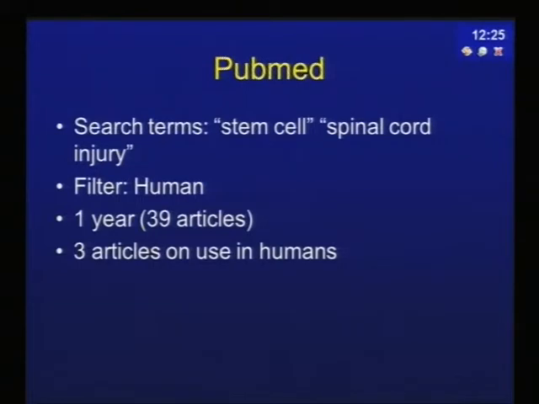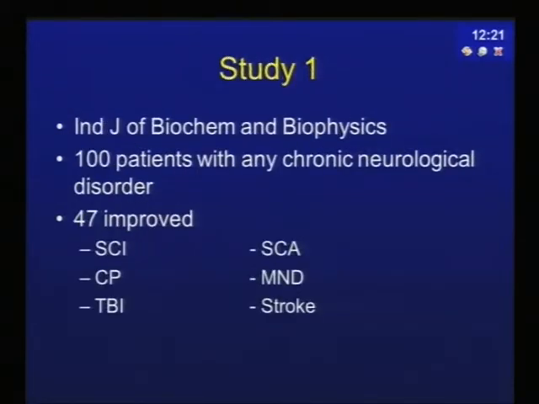When I searched stem cells, spinal cord injury with filter for humans, I didn't come across the last publication you showed me. This is a study from China, from the last one year, where they injected 100 patients with chronic neurological conditions with intrathecal stem cells. And 47 improved, so they claim. But look at the list: spinal cord injury, cerebral palsy, traumatic brain injury, spinocerebellar ataxia, motor neuron disease, stroke. They just took 100 neurological patients of any neurological condition, injected, and said half of them improved. No controls, no nothing.